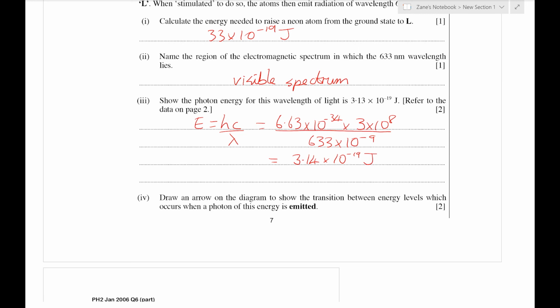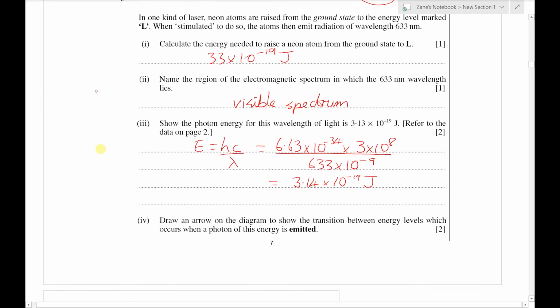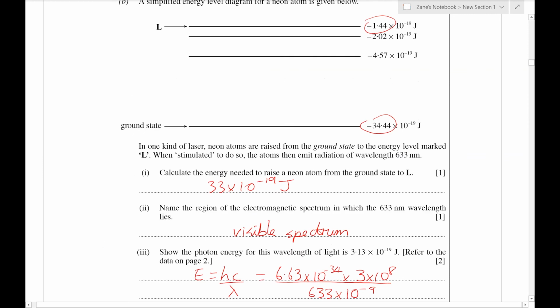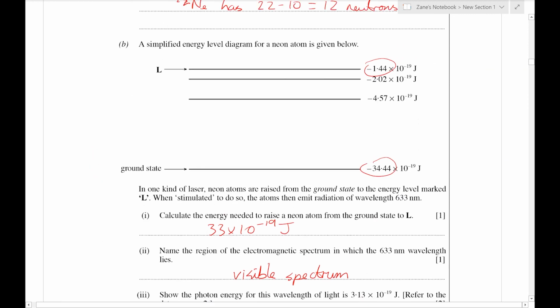Next, we've got to draw an arrow on the diagram to show the transition between electron energy levels which occurs when a photon of that energy is emitted. So we're just looking for a difference between energy levels of 3.14 or 3.13 in this case. And that will be between the top level that we've already highlighted and this level, a couple of levels down. Because the photon is emitted, it means that the electron transitions downwards, and the arrow has to be downwards.